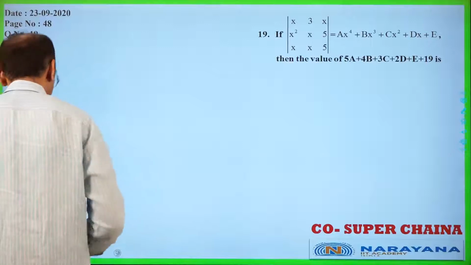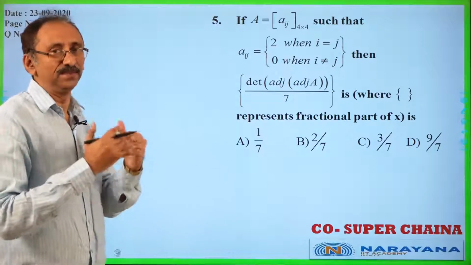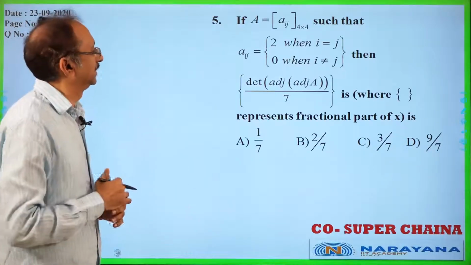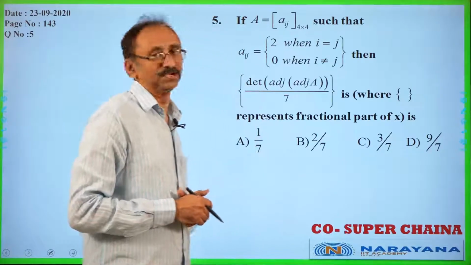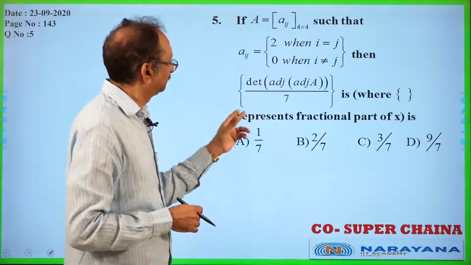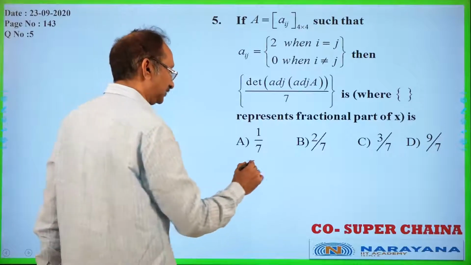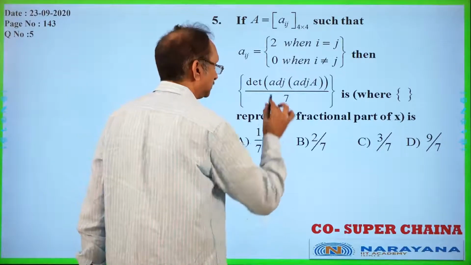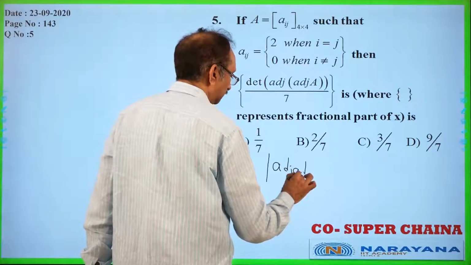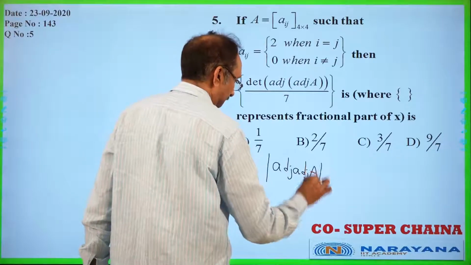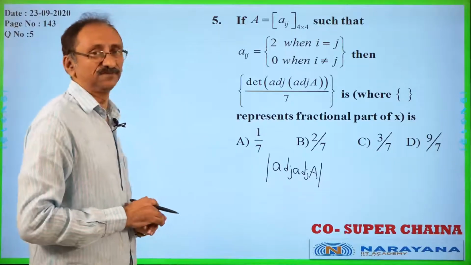So this is already done. And see this one. So the matrix is defined element wise. First of all you have to find the matrix A and then we have to find this determinant. What is this determinant? Determinant of adjoint A. First we see the determinant of adjoint A. After that we can divide by 7 and after that we can observe what is its fractional part.